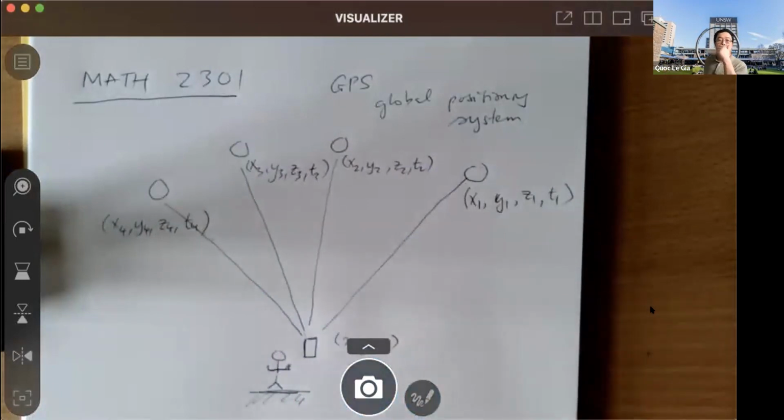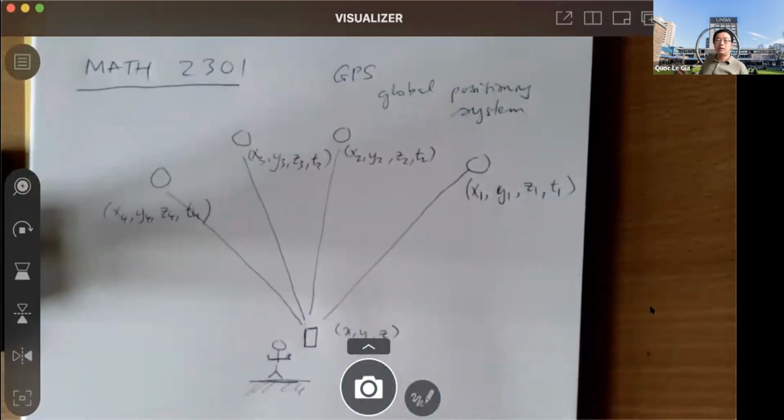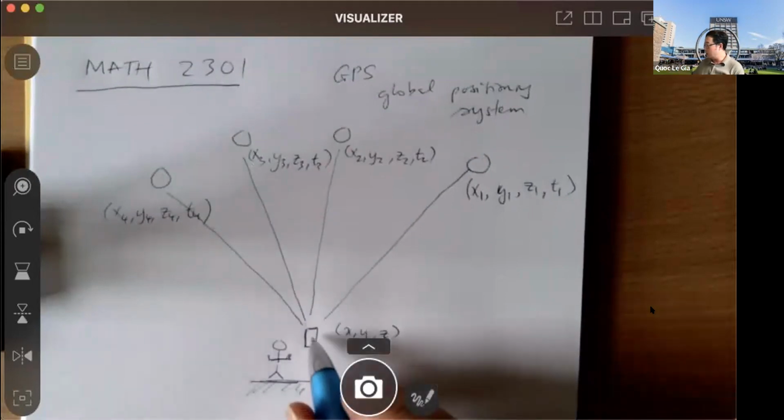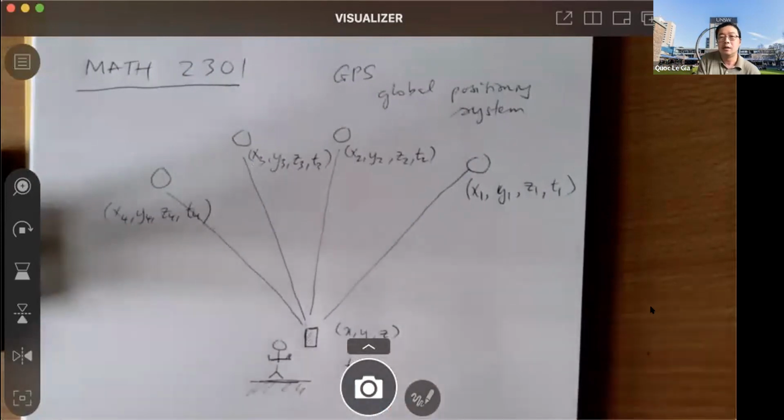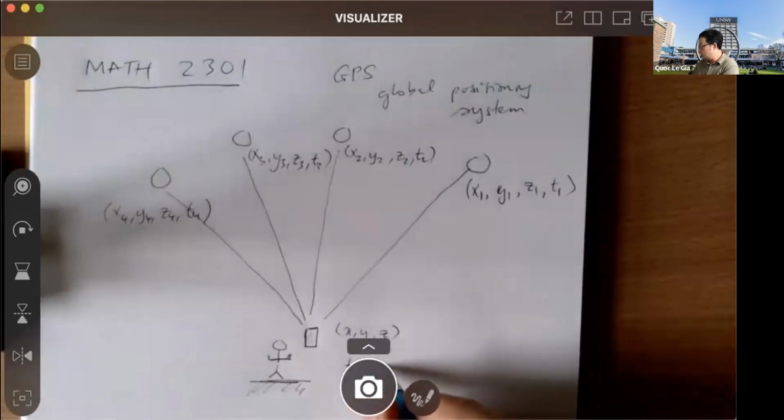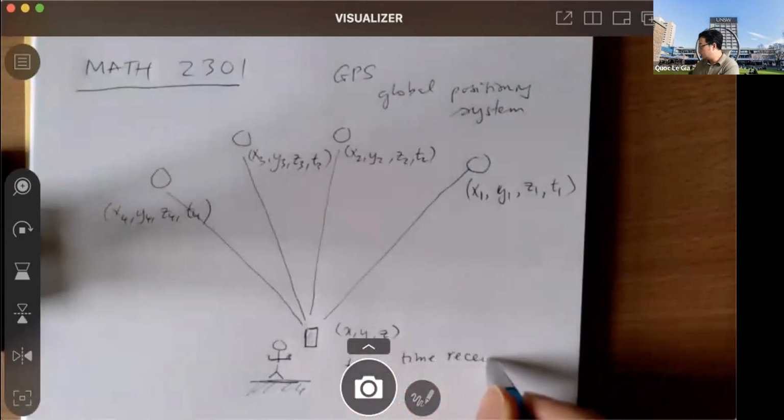Now, when the satellite sends you a signal, in your mobile phone you have a clock, right? So you know the time you receive the signal. Suppose TR is the time you receive the signal.